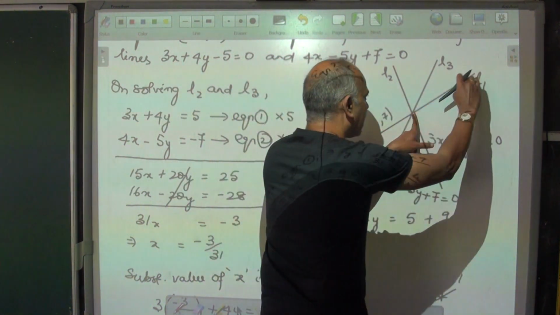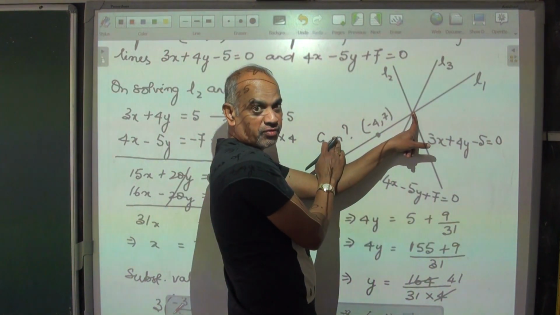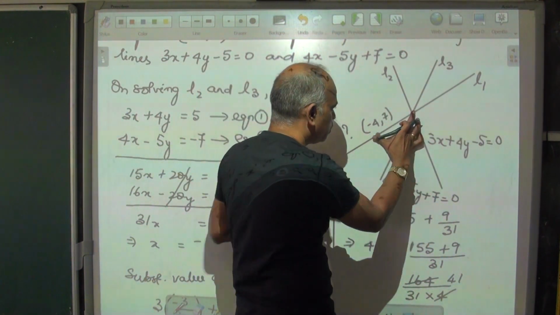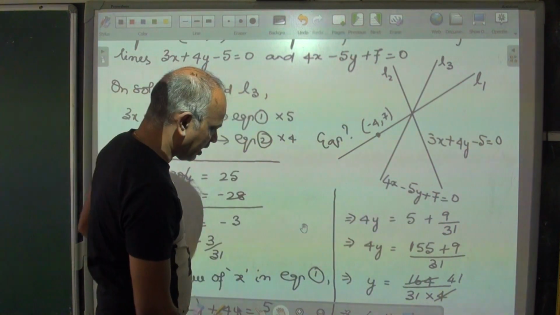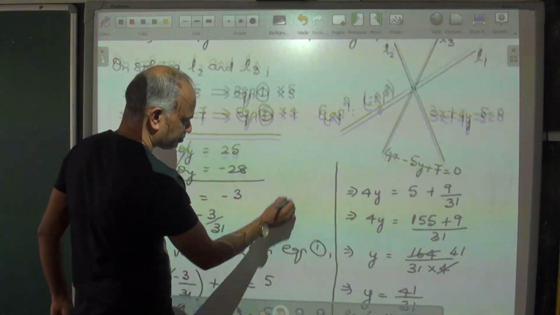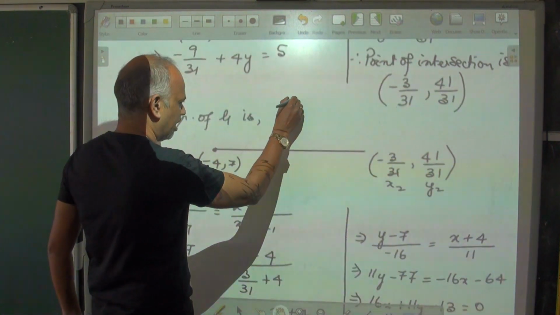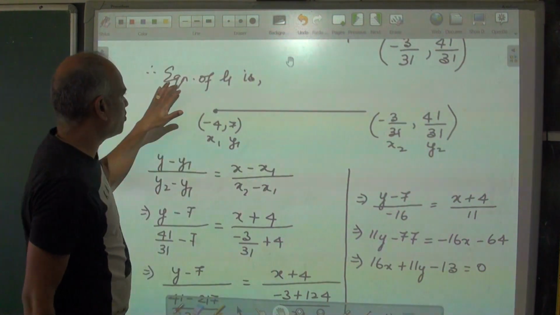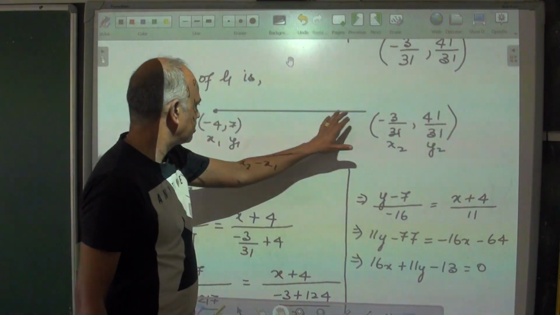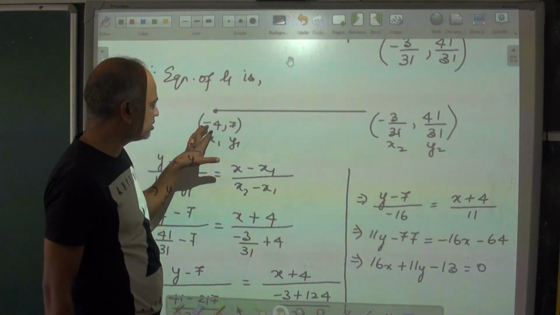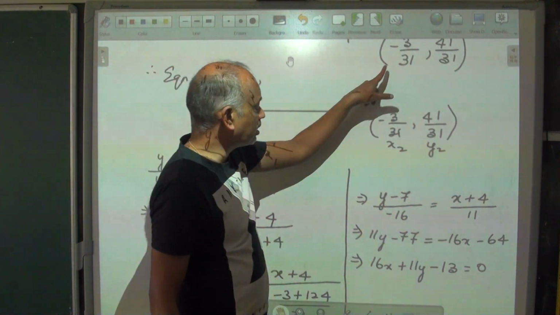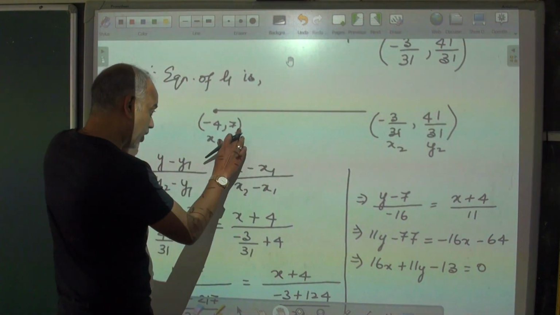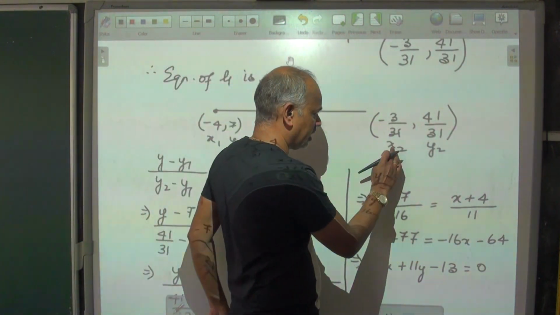So on this line, line 1, whose equation you are going to find, you know this point and you just found this point. So 2 points are known, so you have to find its equation. I have drawn the line separately, so it's easy for you. Therefore, the equation of line 1, this is line 1. One point through which it passes is minus 4, 7. The other point is this one. So the first one I have taken as x1, y1 and the second point I have taken as x2, y2.